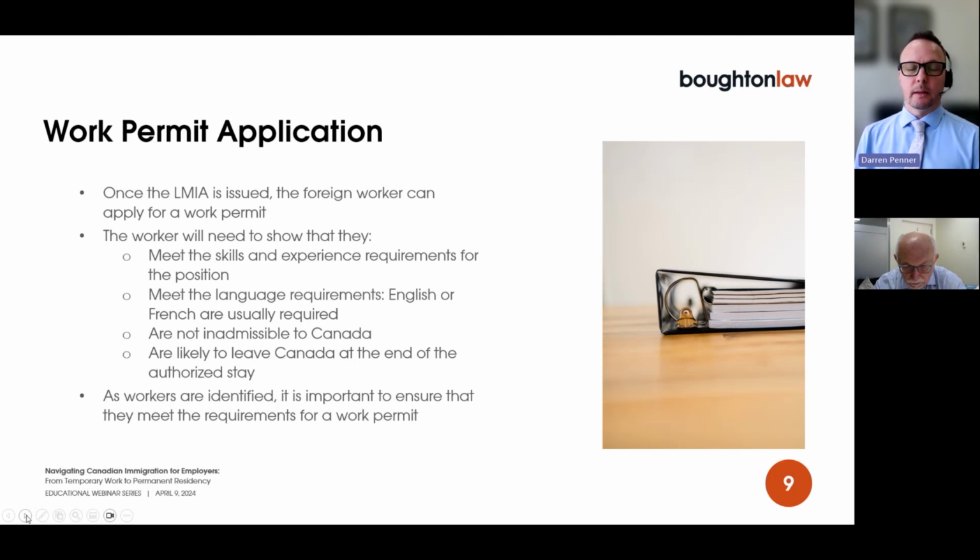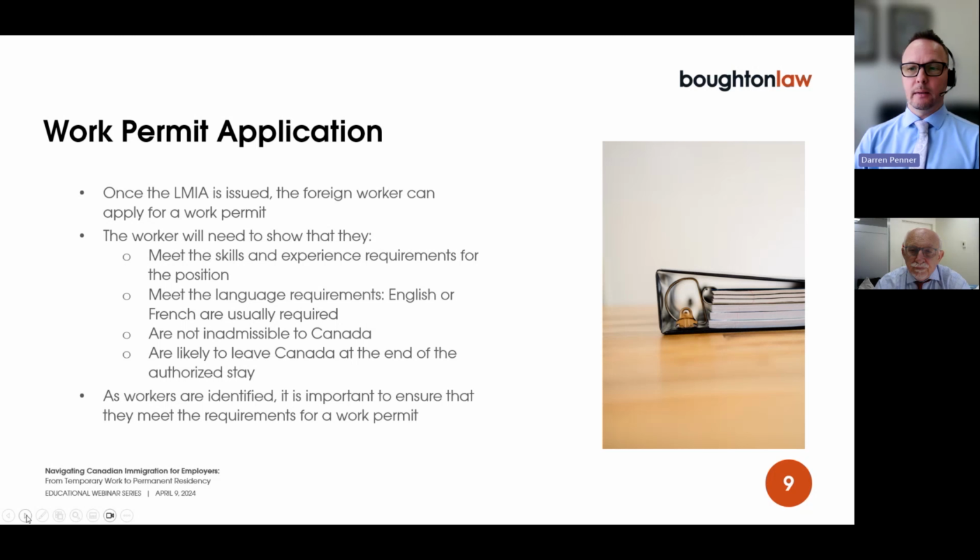So as I mentioned, the LMIA is really the employer's application. Once that is finished, the employer gives the LMIA to the employee, and then it turns to the employee, and the employee makes the work permit application.